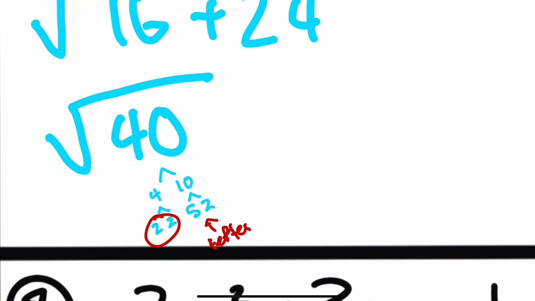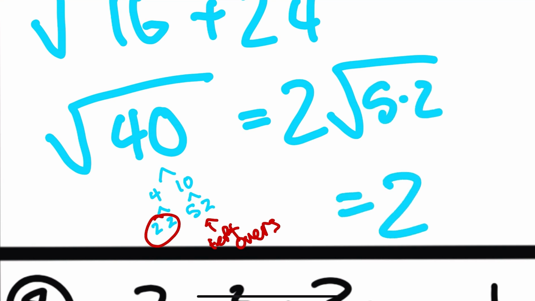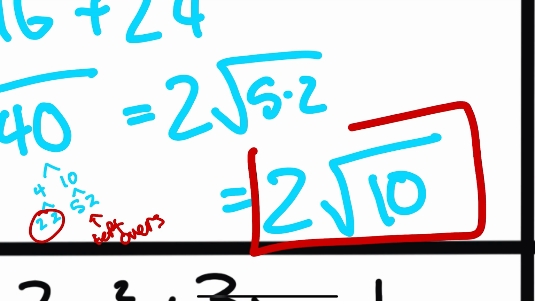And remember with your leftovers, those 2 numbers are just going to stay inside, and you can multiply those together. So when I rewrite this, I'm going to be left with a 2 on the outside, because that was circled, square root of my leftovers, which is 5 and 2. And when I multiply those together, I'm going to be left with 2 square root 10. And that'll be the end of the problem.